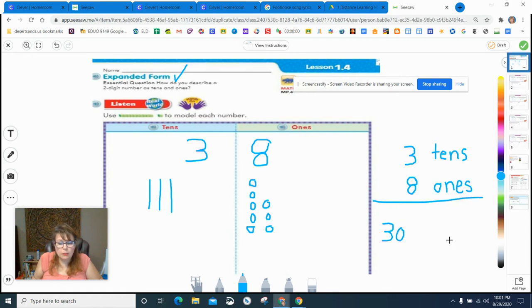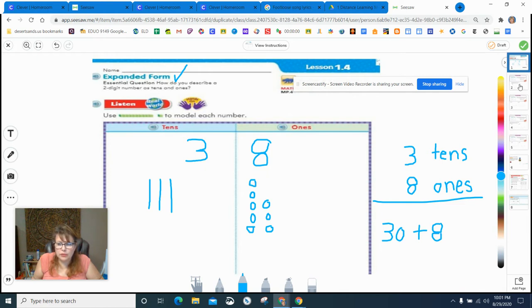And then it's a number sentence, so we say plus. And then we have 8 ones, it's like 1, 2, 3, 4, 5, 6, 7, 8. So we put 30 plus 8. And this is how it's represented in expanded form. A standard, picture, number and word, and then this is expanded form, what we're learning today.